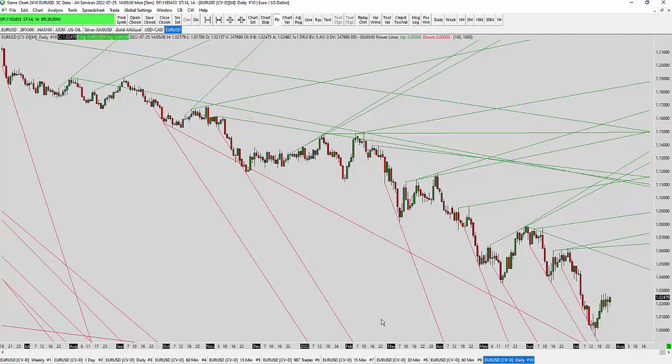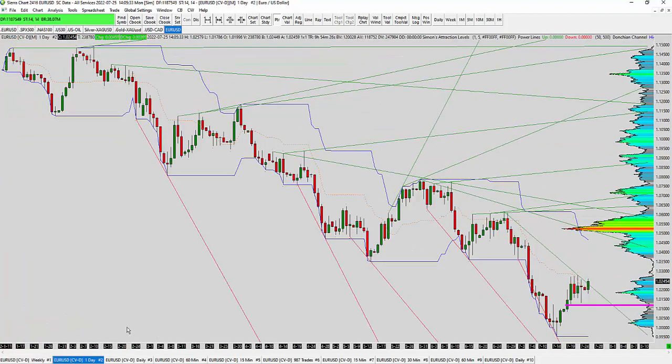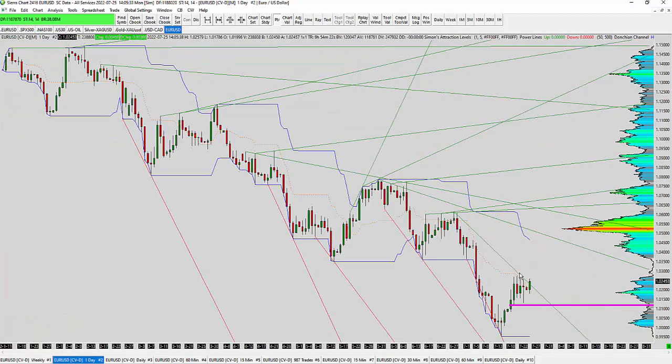I use it in multiple occasions. Here's one of the occasions. This is Euro US weekly. You see the strong power line here that might coincide with a volume profile. On a daily, you see how it's trying to breach it, how it stopped in the past, and how it's trying to breach it now.